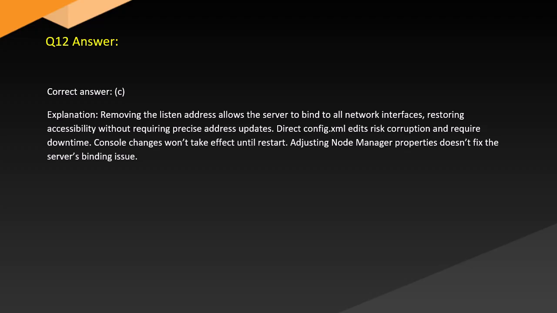Answer. Correct answer: C. Explanation. Removing the listen address allows the server to bind to all network interfaces, restoring accessibility without requiring precise address updates. Direct config XML edits risk corruption and require downtime. Console changes won't take effect until restart. Adjusting node manager properties doesn't fix the server's binding issue.